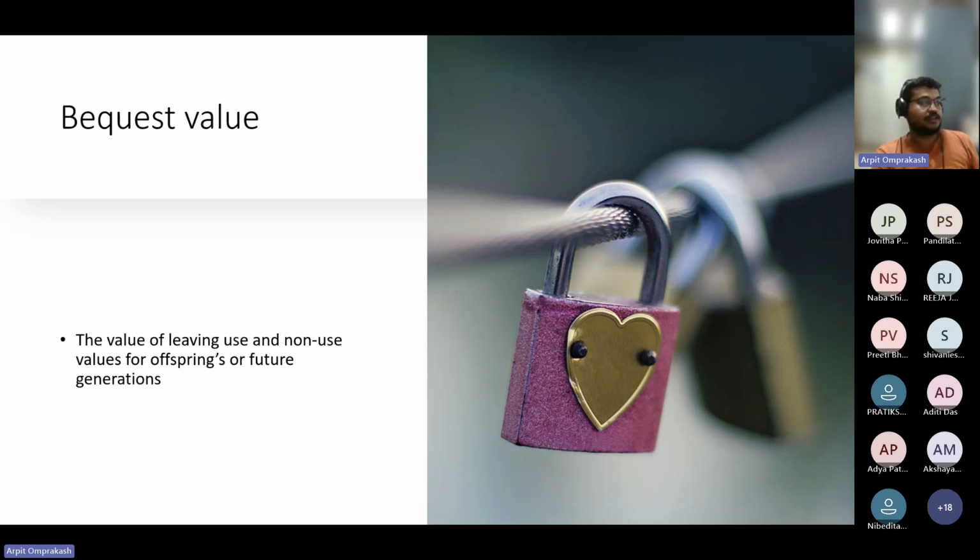Bequest value is the value of letting things be for the future or for your offspring. So let's say you have a patch of land or a patch of forest which has a lot of biodiversity. Then bequest value is the value that you get from that area by leaving it for your future generations. They might do something with it, which they might need or want, but you don't want to use it currently. So what you do is you bequest it upon them. So that gives it a bequest value.